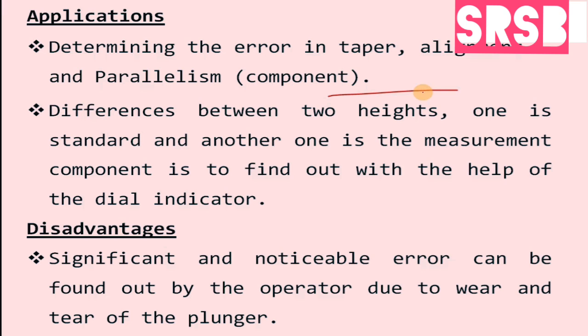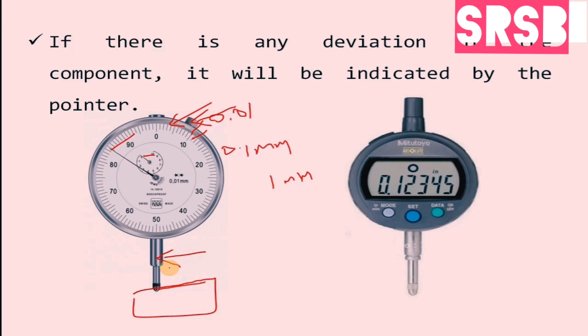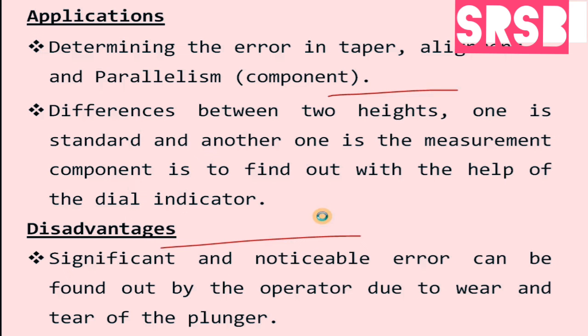What are the disadvantages? Significant and noticeable error can be introduced by the operator due to wear and tear of the plunger. This is the plunger. If the instrument is not used properly, or is used very roughly, some errors are produced during the process. We have to avoid this by using it properly and calibrating it, so we get a good life from the dial indicator.